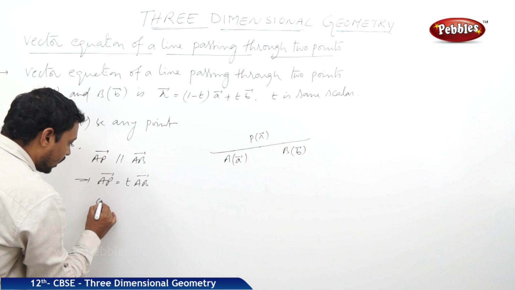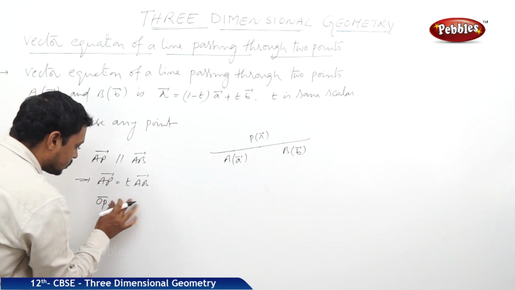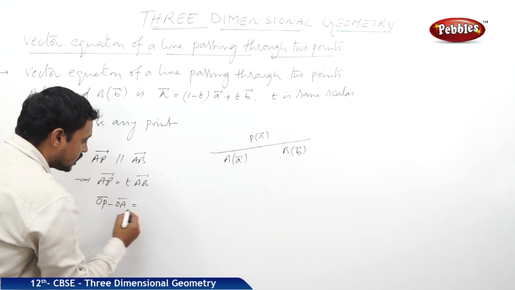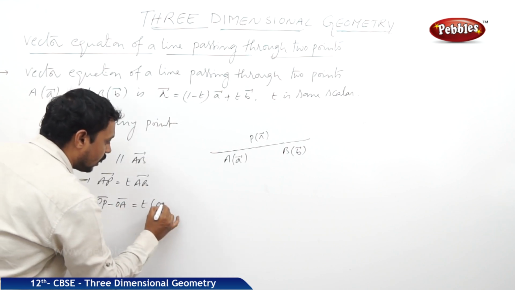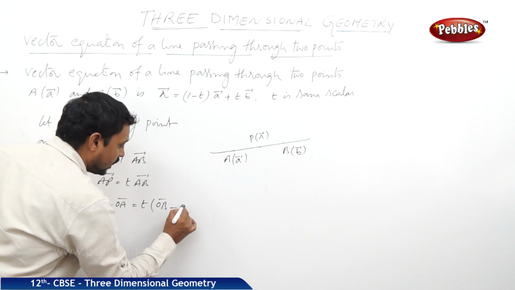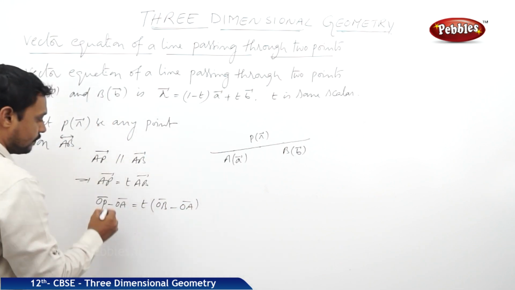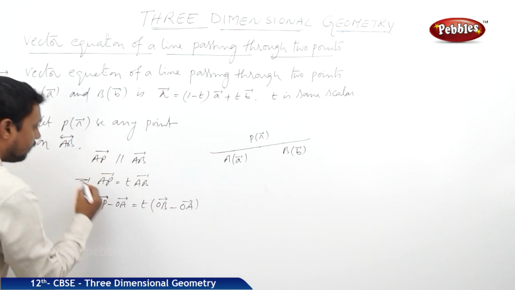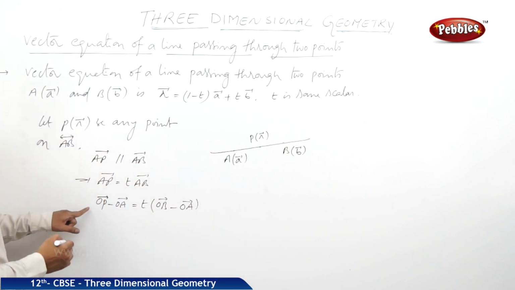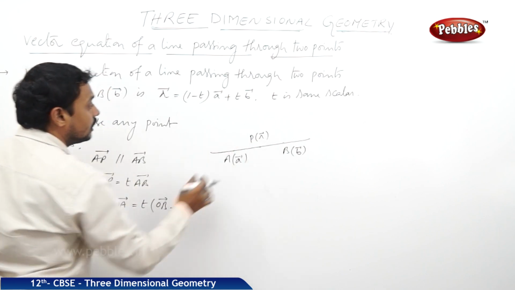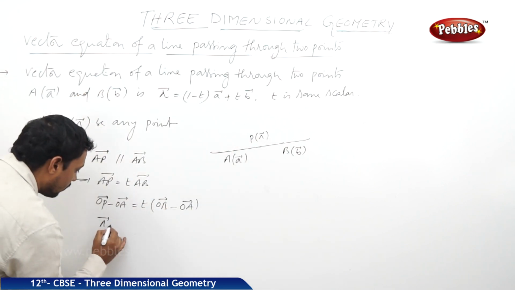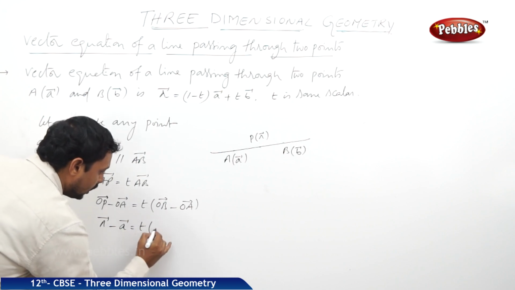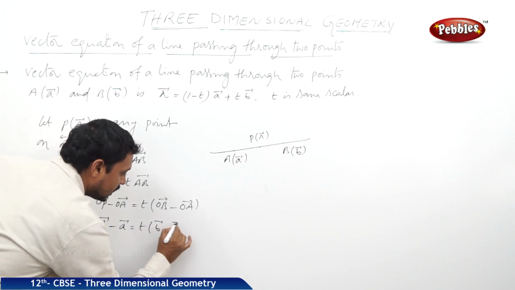But the AP vector can be taken as OP minus OA, is equal to T into the AB vector, OB minus OA. Now, what is OP bar? It is the position vector of the point P. This is R bar minus OA bar, that is A bar, is equal to T into (B bar minus A bar).